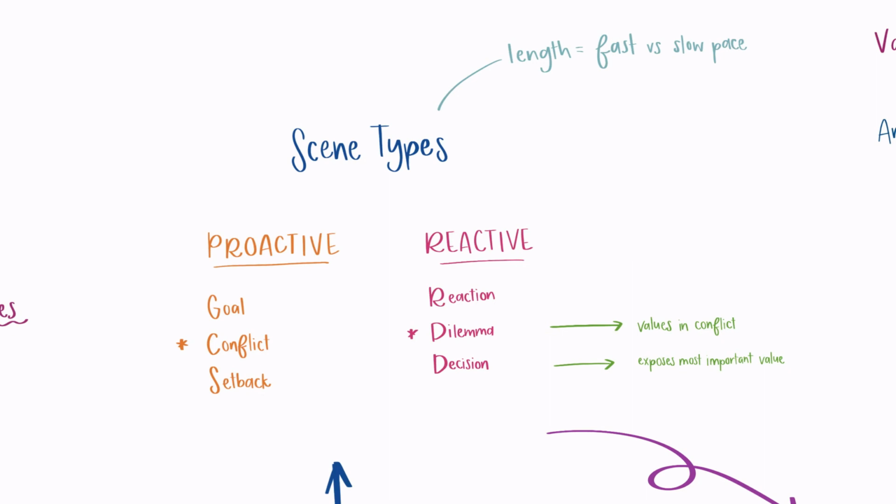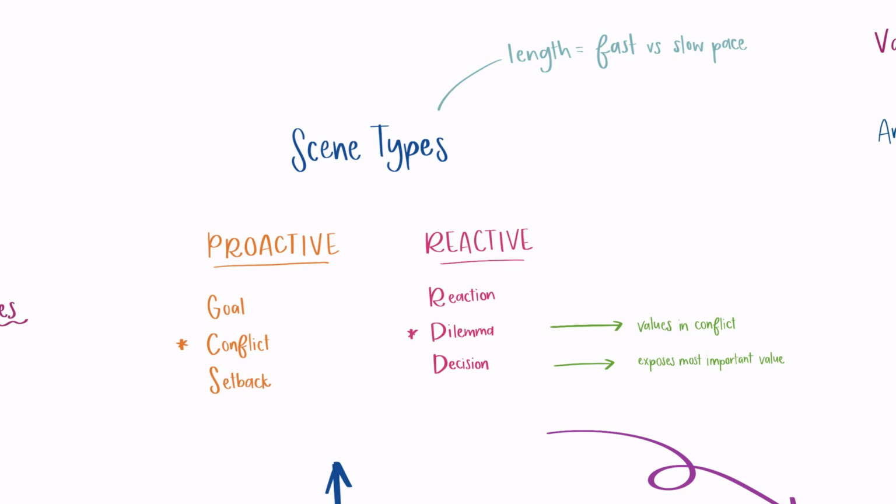So a proactive scene is made up of 3 parts: a goal, conflict, which makes up most of the scene, and then setback. So the character always enters every single scene with a goal, no matter how small that goal is. But then nothing comes easily for any main character in the story, so they're going to face obstacles to that goal, and that's the conflict of the scene. And then something throws them off, makes them change tactics, and that's the setback. So now they leave the scene with a new goal.